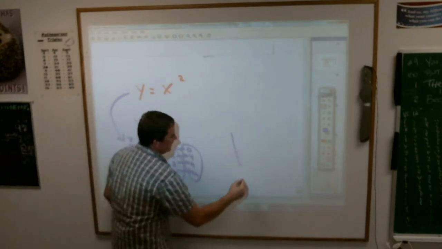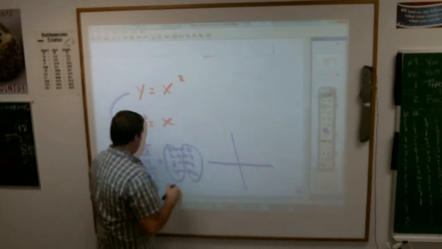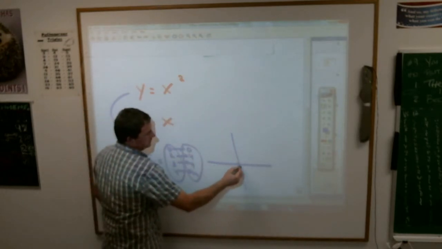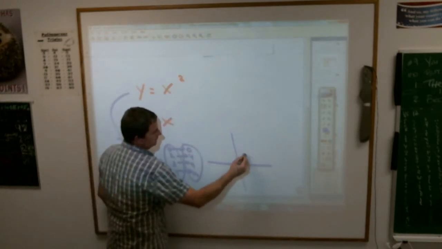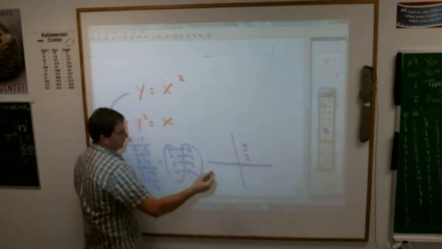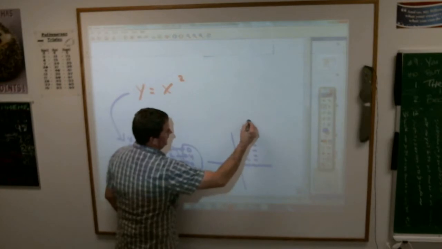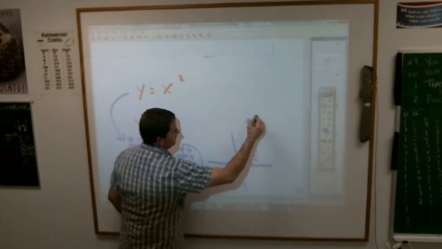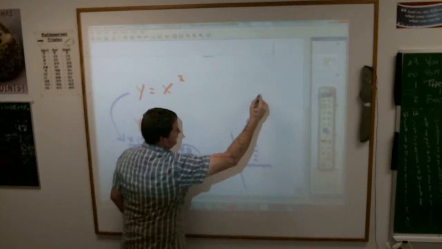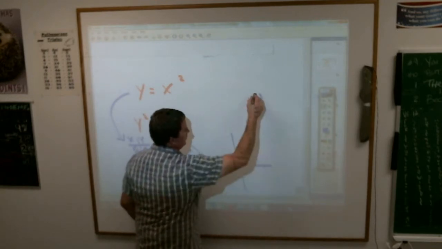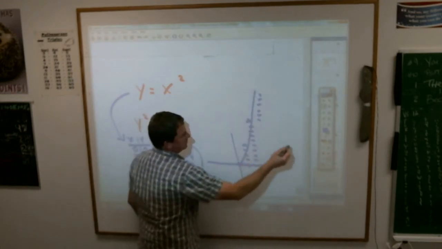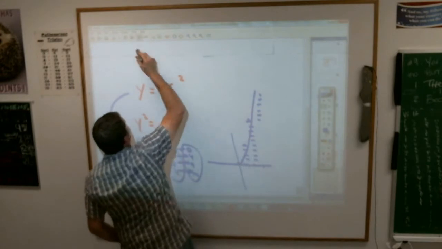If I graph this on a number line, I have 0, 0, 2, 4, 3, 9, and 4, 16. My graph looks like this. A little off. Looks like this. Let's do it a different color, shall we? Yes, we shall.